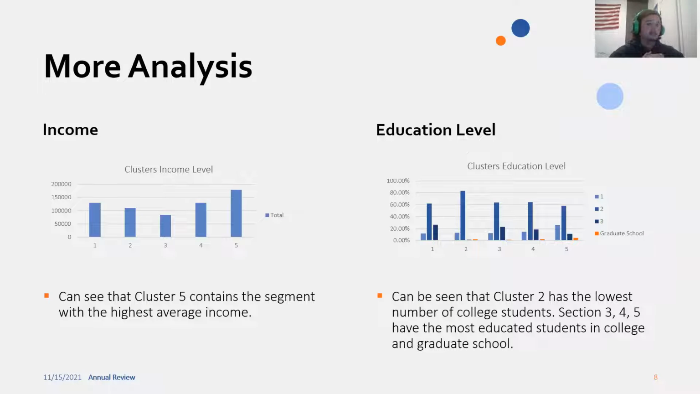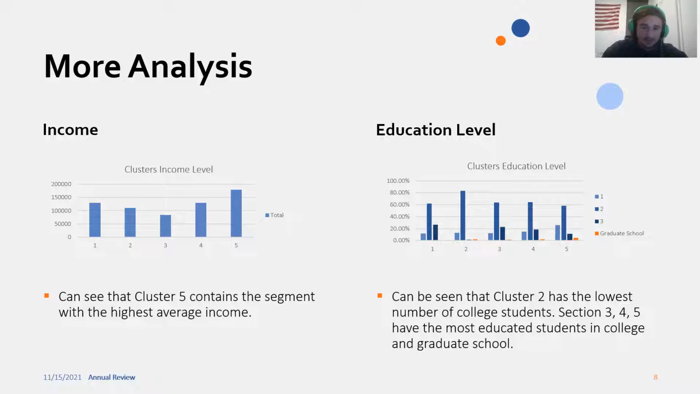Another analysis that I did was the income and the education level of these customers. So as you can see in the income diagram, cluster 5 is the segment that contains the highest average income, and segment 3 is the group that has the lowest income on average. So taking this into account, if this person is in segment 5, we want to sell them a higher product than if they were in segment 3. So this can be useful in that way.